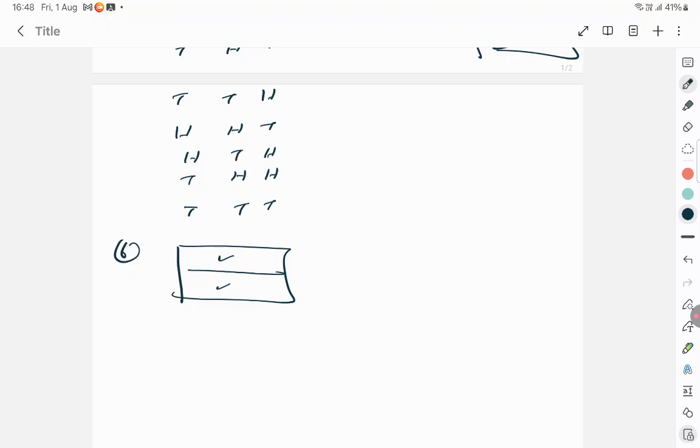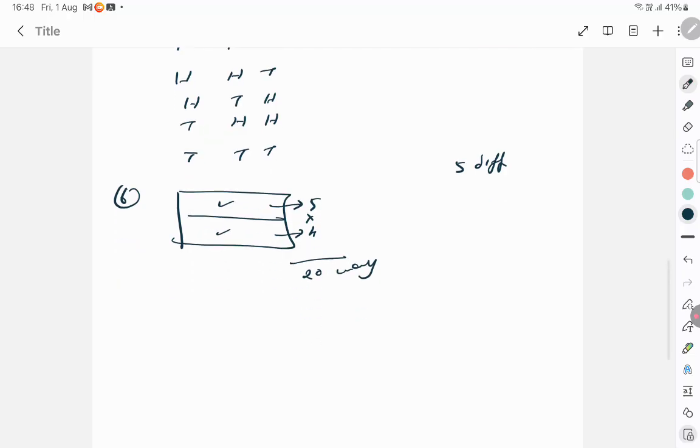So there are 5 different colors of flags available for you, which means this can be done in 5 ways and this can be done in 4 ways, and 5 into 4 is 20 different ways in which you can generate this. It can also be written as 5P2, 5 factorial by 5 minus 2 factorial, which is 5 factorial by 3 factorial, which is 5 into 4 into 3 factorial by 3 factorial. So the answer is 20 ways.